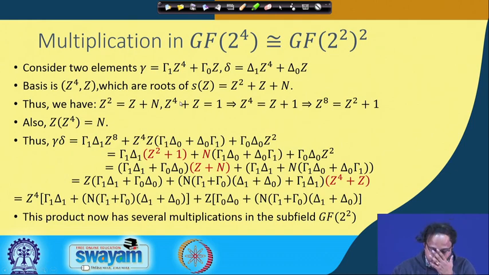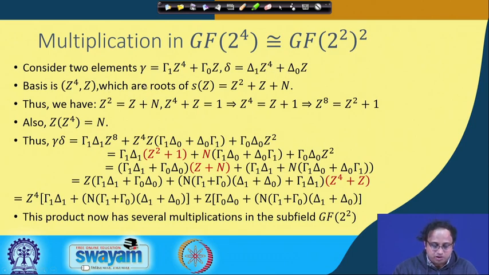Remember, my elements in GF(2^4) can now be isomorphically expressed in GF((2^2)^2), and therefore the elements here are gamma and delta. Gamma, as I told you, is nothing but gamma1 z^4 plus gamma0 z, because my basis is z^4 and z, and likewise delta is equal to delta1 z^4 plus delta0.